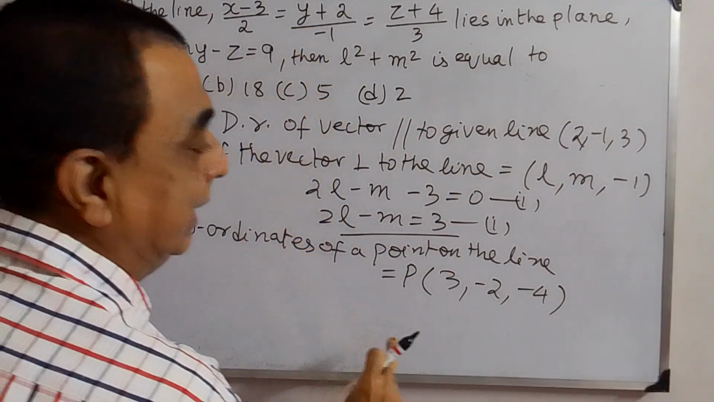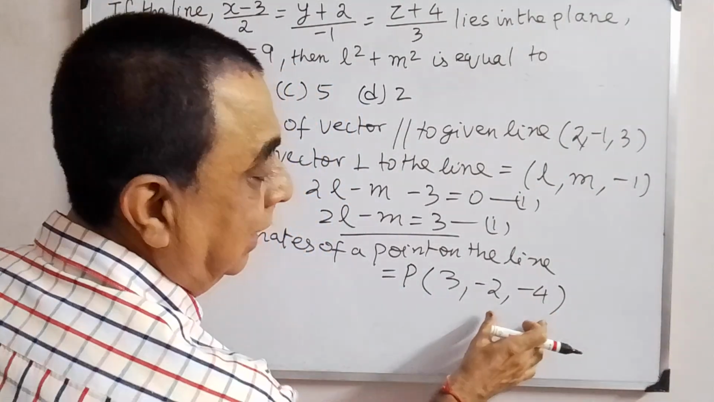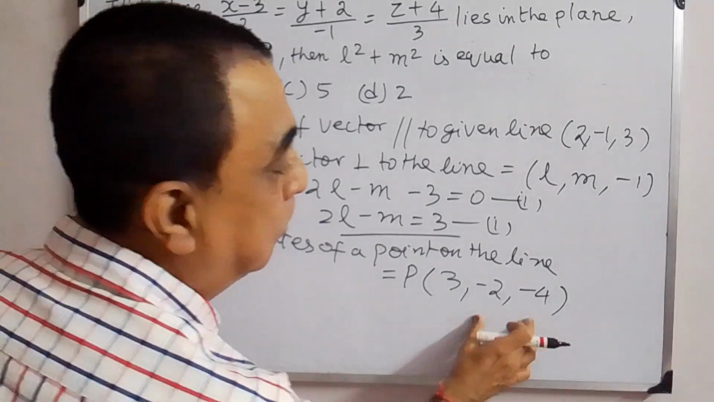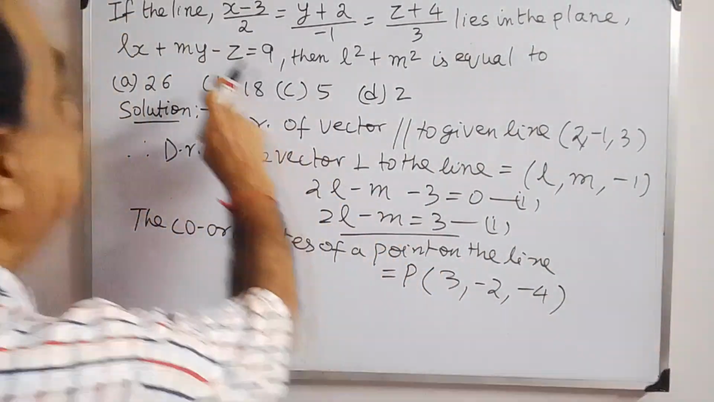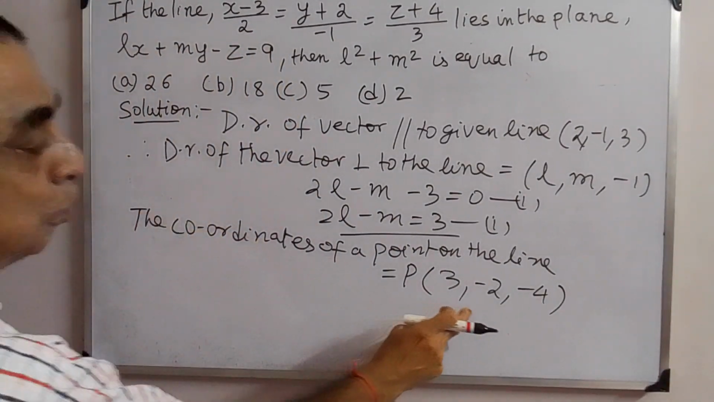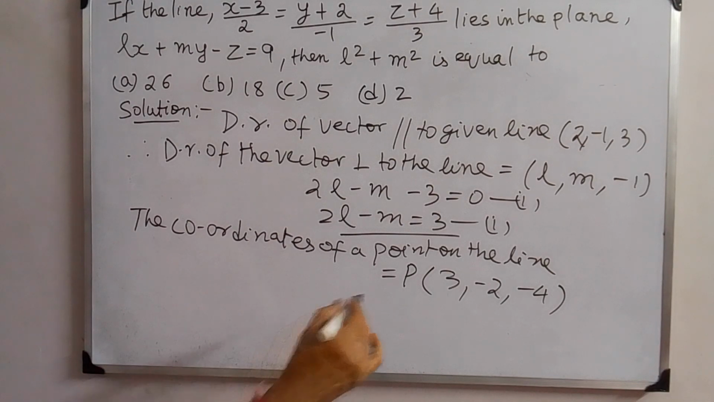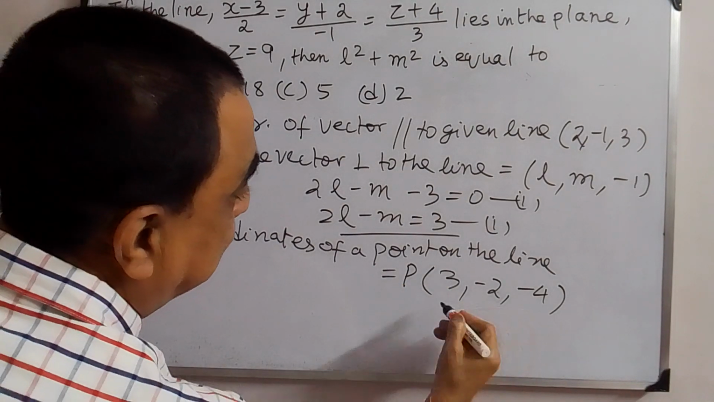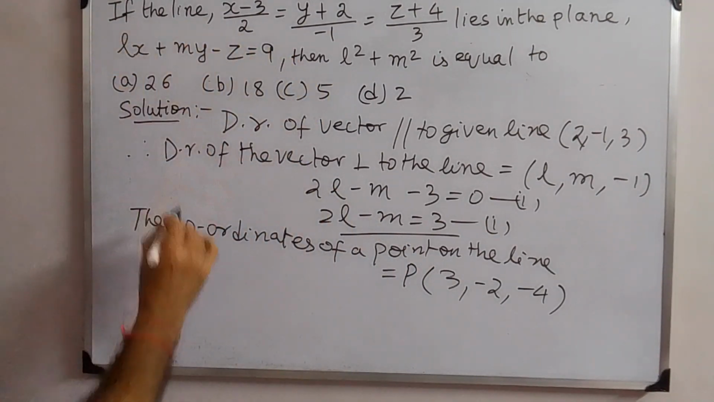Okay, and since the line is lying on the plane, this point through which the line is passing must be a point on the given plane. So this is the point which is lying on the given plane, and it must obey the equation of the given plane. So we are substituting the coordinates of P in the equation of the plane.